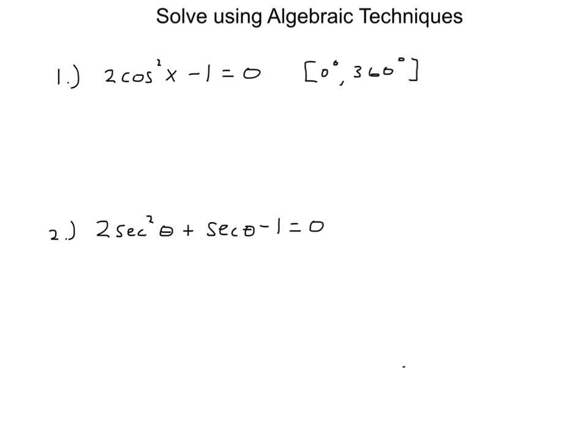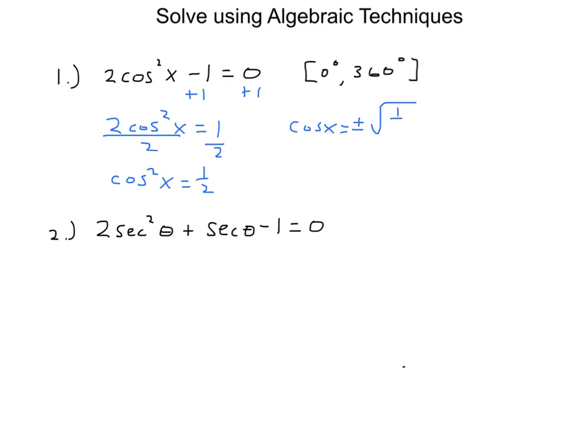So the first thing I'm going to do on this is add 1. When I add 1 to both sides, I'll get 2 cosine squared x equals 1. I'll then divide by 2, and I'll get cosine squared x equals 1/2. Now, I do have to solve for cosine x, not cosine squared. So when I take the square root, I will get that cosine x equals plus or minus the square root of 1/2, which if you simplify that square root, comes out to be plus or minus square root 2 over 2.